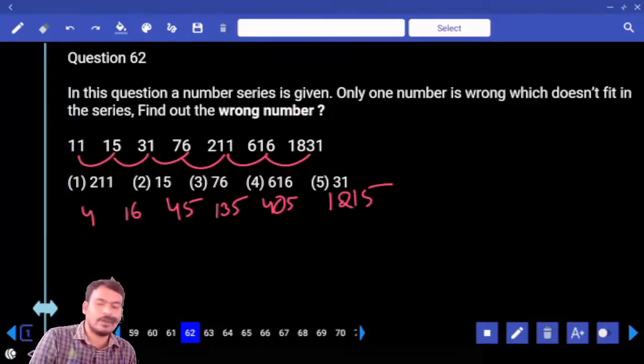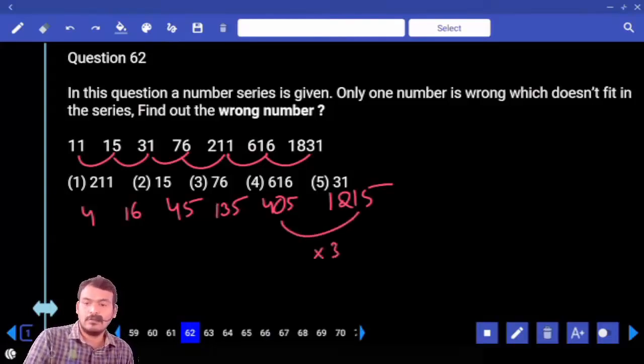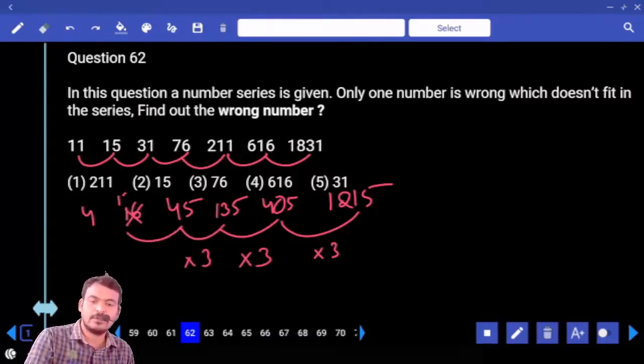1, 2, 1, 5. 405 to 1, 2, 1, 5 is 3 times, or not? 135 to 405, 3 times. 45 to 135, 3 times. Obviously, in place of 16, if it is 15, or not? 15 into 3 is 45, or not?